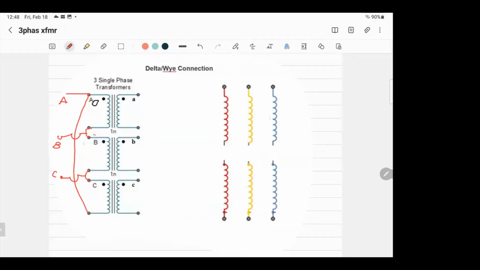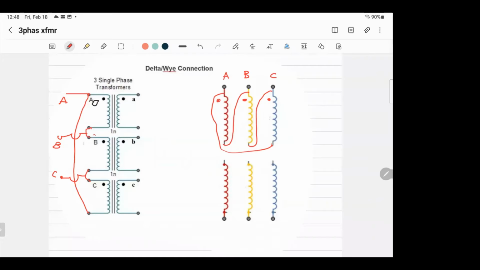Let me show you here in the other, because you might face two different types of graphs. That's A, and that's B, and that's C, and that's the beginning of each and the end. That's the dot. So the end of this one will go to the beginning of the second, and the end of that one to the beginning of the next. That's delta.